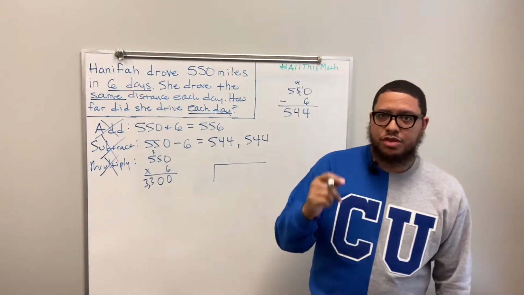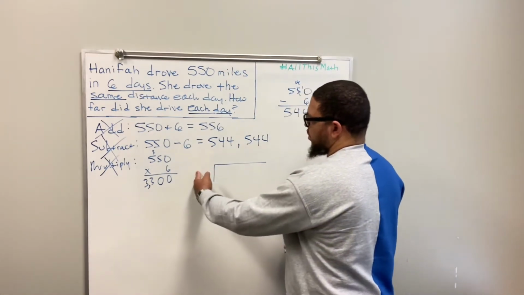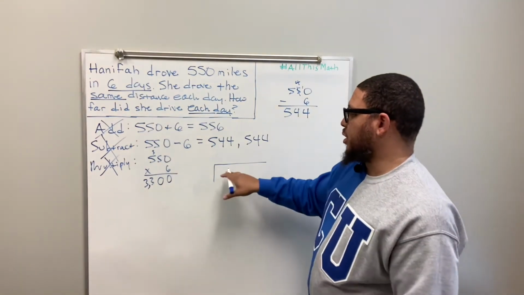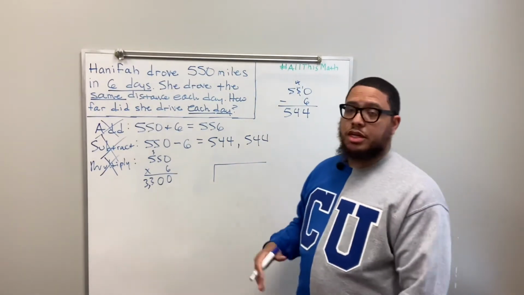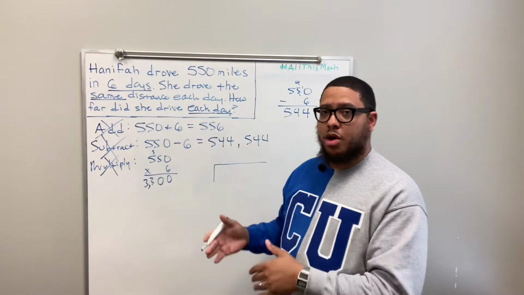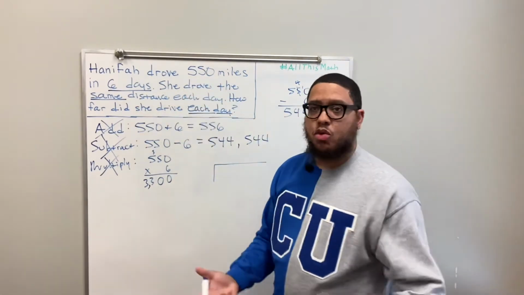Vinculum. It's a vinculum. All right. Now, one number goes outside the vinculum. One number goes underneath the vinculum. The number that goes underneath the vinculum is called the dividend. The dividend is the number that's being divided up, or broken up into equal parts. In this case, the number 550 is being broken up into equal parts.